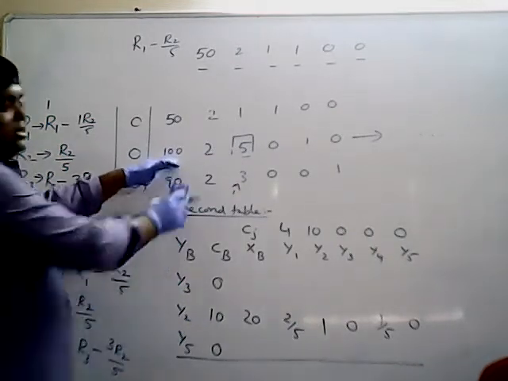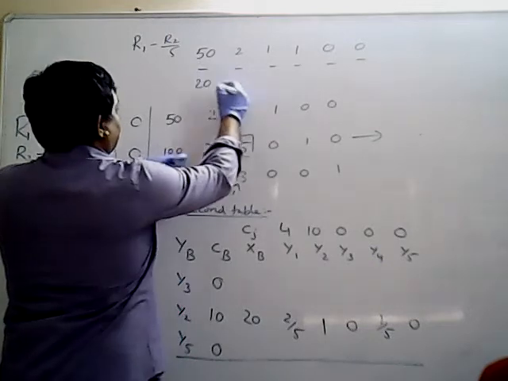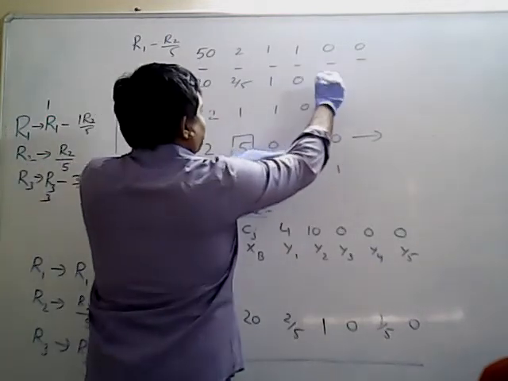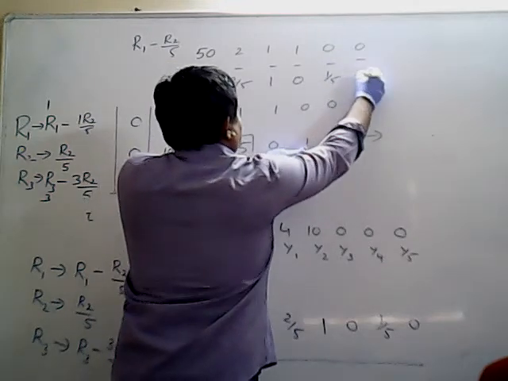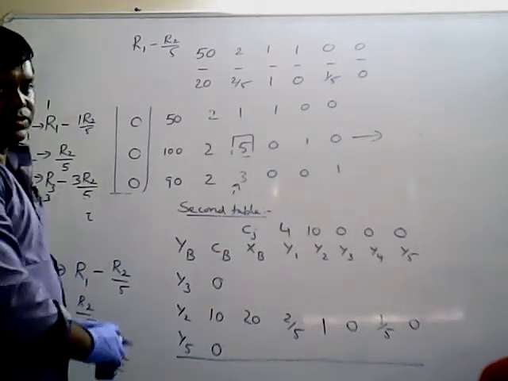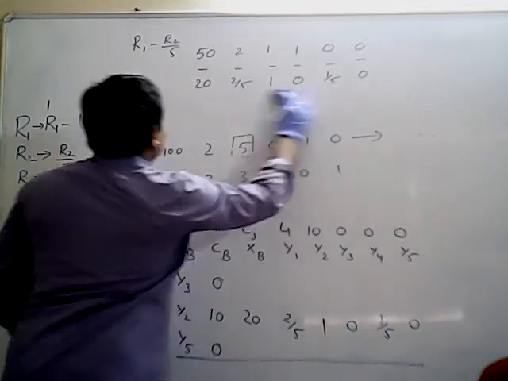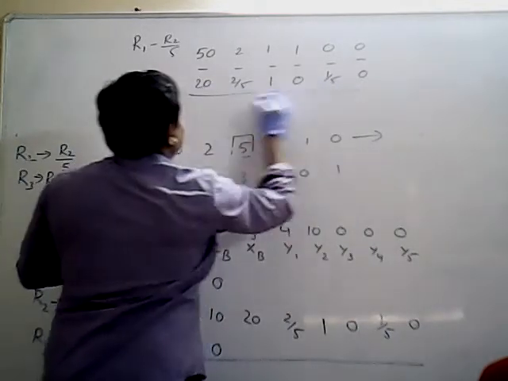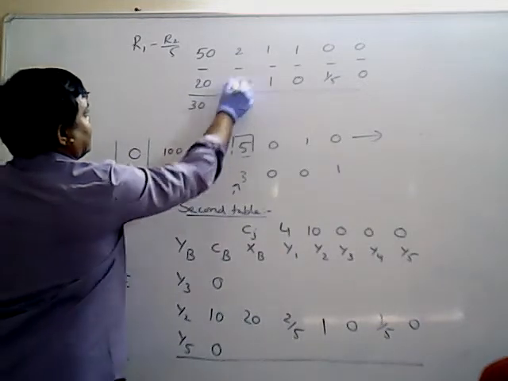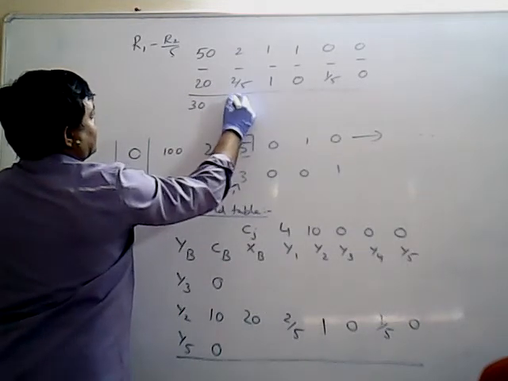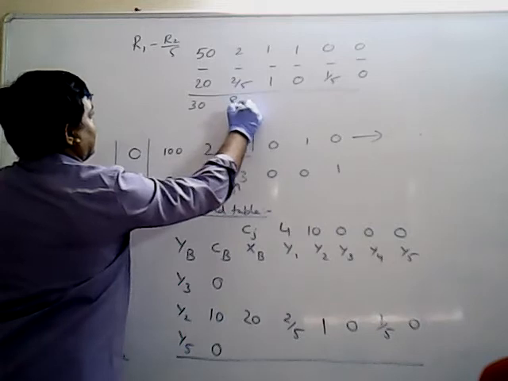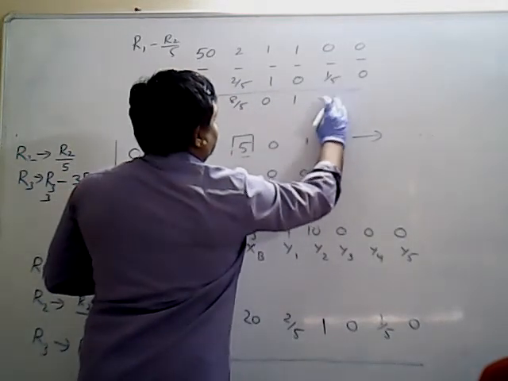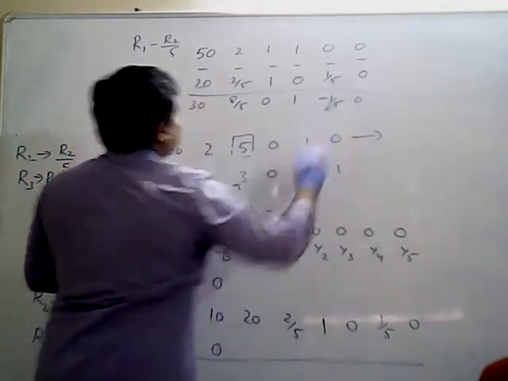R2 divided by 5: 100 divided by 5 is 20. 2 divided by 5. 5 by 5 is 1. 0 by 5 is 0. 1 by 5. 0 by 5 is 0. That means when this operation is completed temporarily, you can calculate this value. So 50 minus 20, 30. 10 minus 2 is 8, so 8 by 5. 1 minus 1 is 0. 1 minus 1 by 5, 0. This is the first row operation.